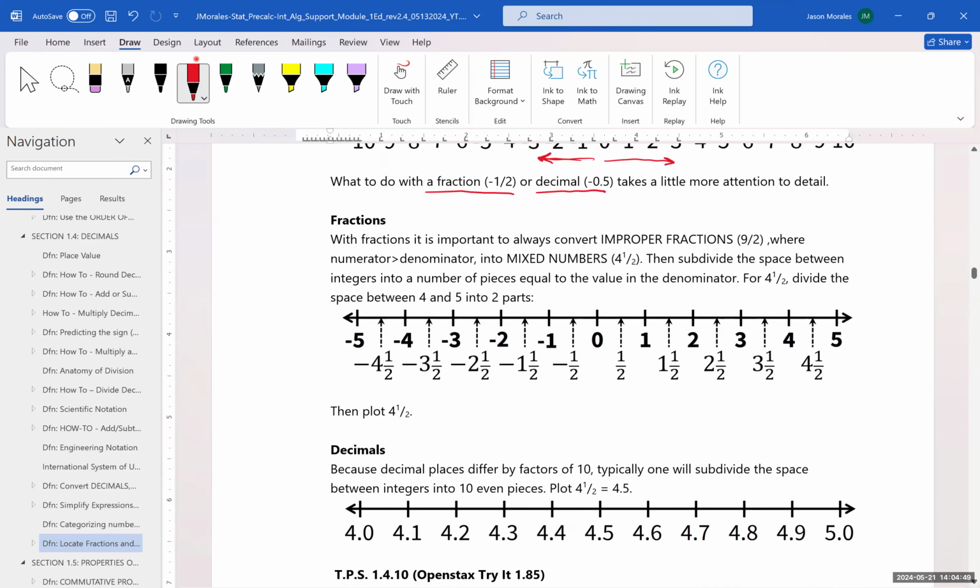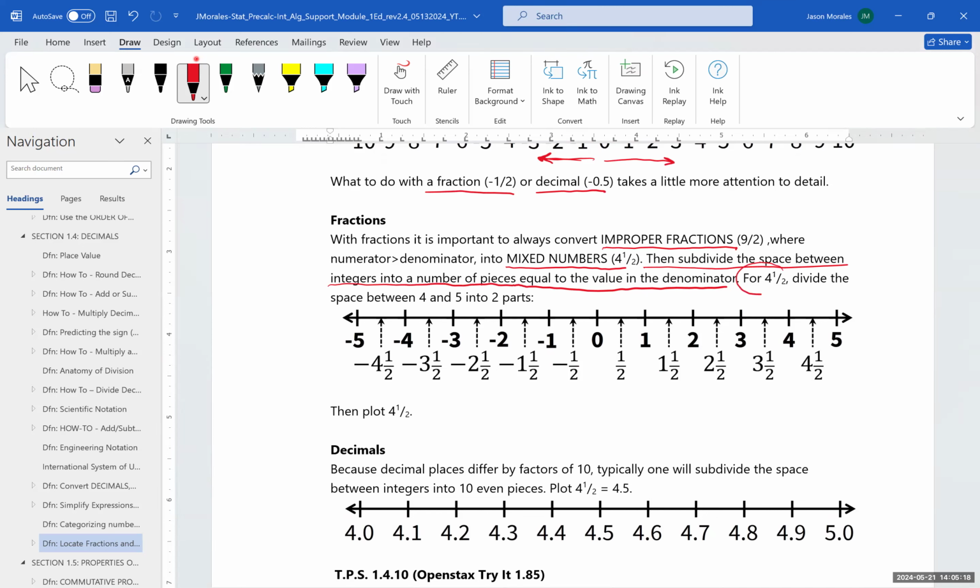With fractions, it's important to always convert improper fractions, where the numerator is greater than the denominator, into mixed fractions or mixed numbers. Then subdivide the space between integers into a number of pieces equal to the value in the denominator.